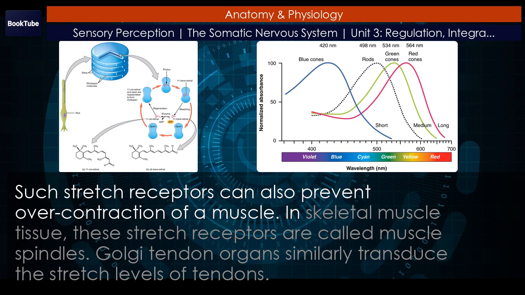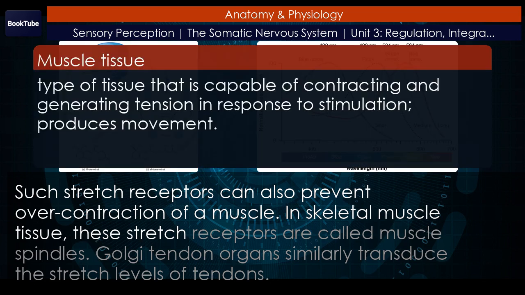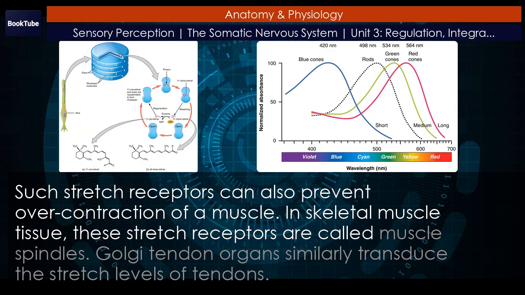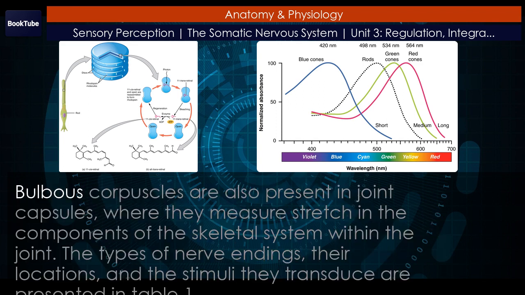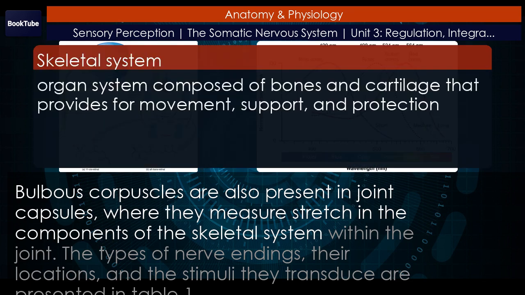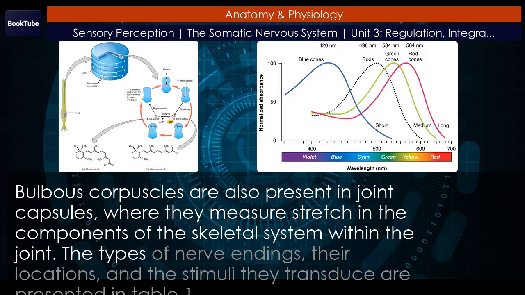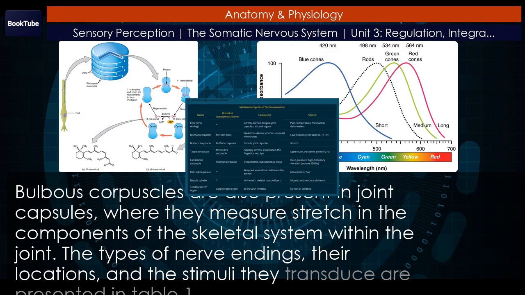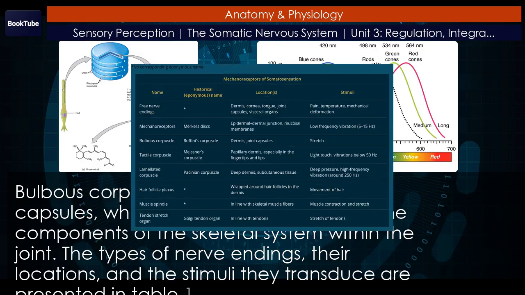In skeletal muscle tissue, these stretch receptors are called muscle spindles. Golgi tendon organs similarly transduce the stretch levels of tendons. Bulbous corpuscles are also present in joint capsules, where they measure stretch in the components of the skeletal system within the joint. The types of nerve endings, their locations, and the stimuli they transduce are presented in Table 1.